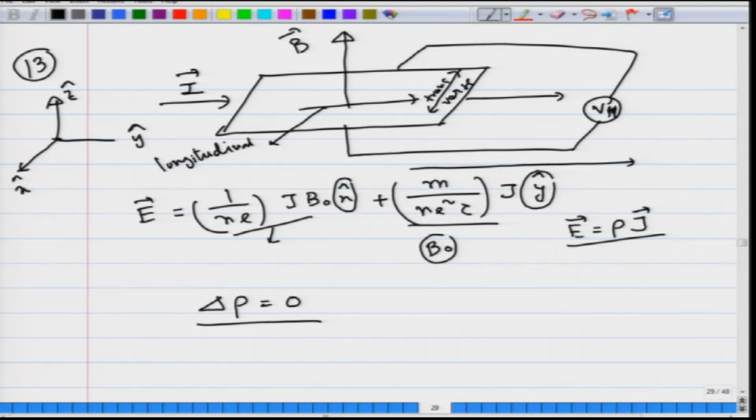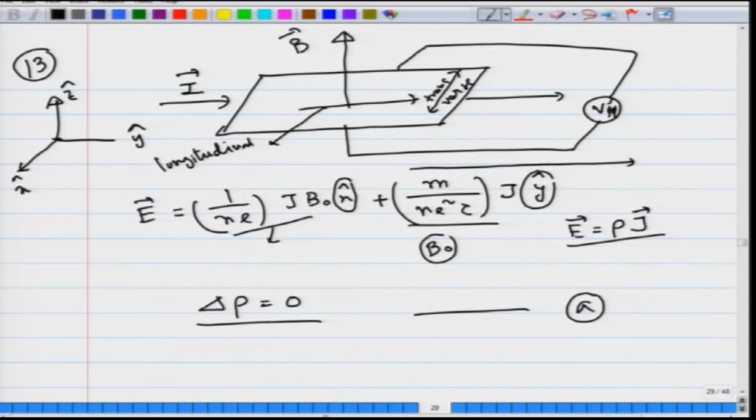There is some longitudinal resistance change along the longitudinal direction, and that is called magnetoresistance, but according to Drude's theory we can't explain that. So, it is actually one of the failures of Drude's theory. So, this is option A.